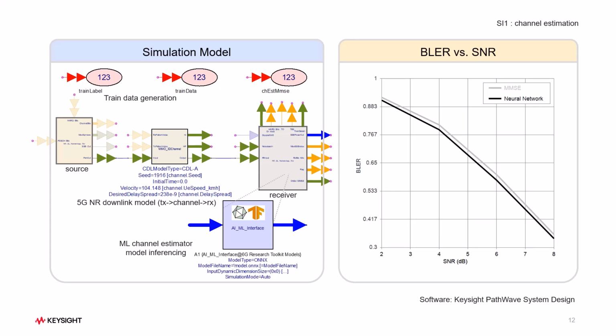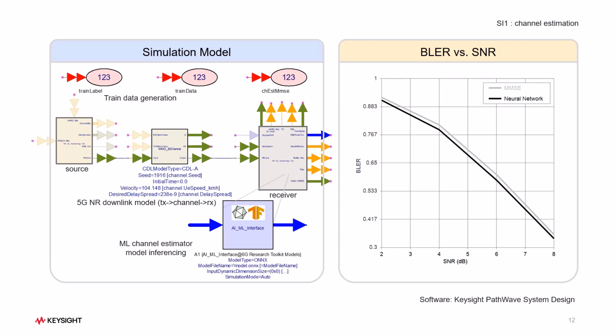Next, we will construct a communication level simulator. To do this, I'm including a 5G base station transmitter on the left, a UE receiver on the right, and integrating the 3GPP channel model in between, utilizing the Keysight PathWave System Design simulation software.